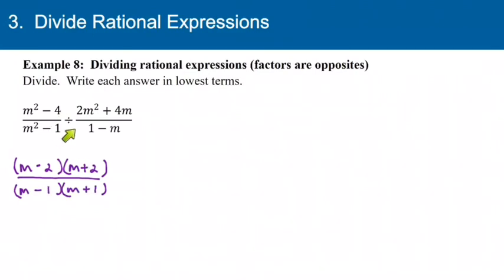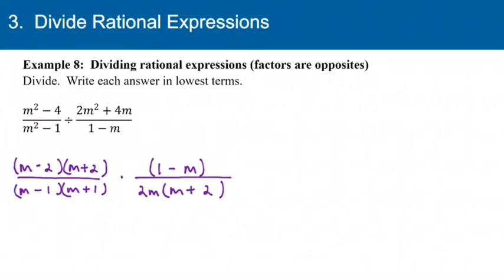Now we need to change divide to times and flip the second fraction. So that's going to be 1 minus m in the top. And in the bottom, we can factor out a GCF. Notice that both of these terms contain a factor of 2, and they both contain an m. So I'm going to go ahead and factor out a 2m. 2m times m would give us this first term, and 2m times 2 would give us that second term. Notice that if I distribute the 2m, it goes back to that form right there.